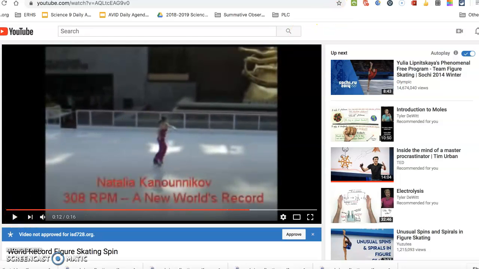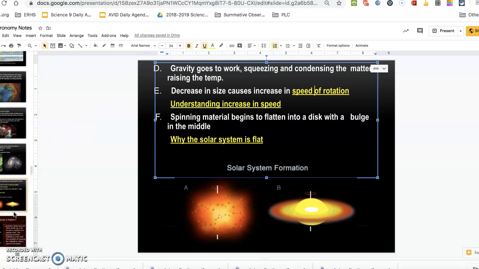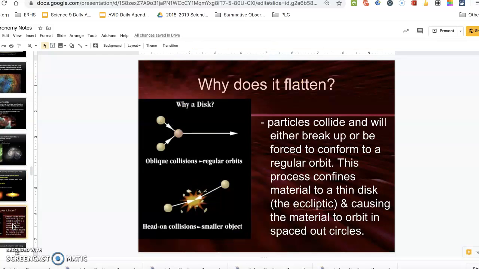So you notice when she pulled her arms in there, her speed of rotation increased dramatically. That's what we mean by that. The spinning material begins to flatten into a disc with a bulge in the middle. That's actually a pretty complex reason why, and for our purposes here in credit recovery, I'm going to skip that. But here's the shape we're getting as a result.